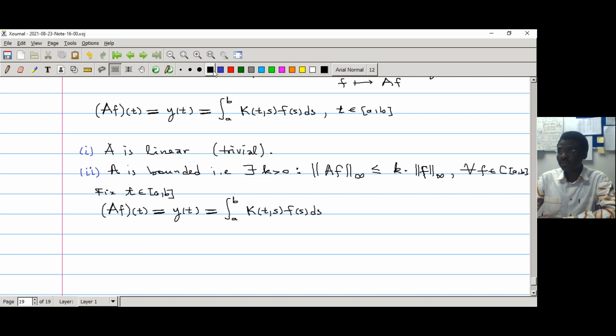So the absolute value of this, which is the same, is also equal to the absolute value of this, which is equal to this one. But this absolute value, the last one, is less than or equal to the integral from a to b of the absolute value. You can break that absolute value in two like this.